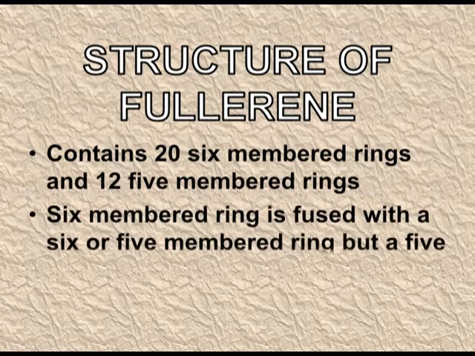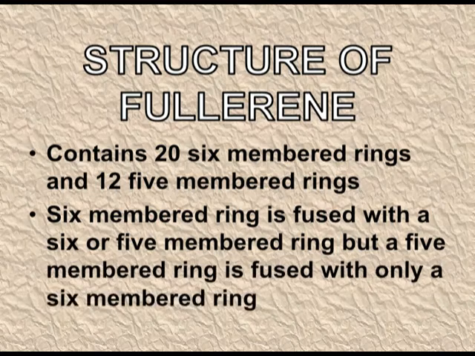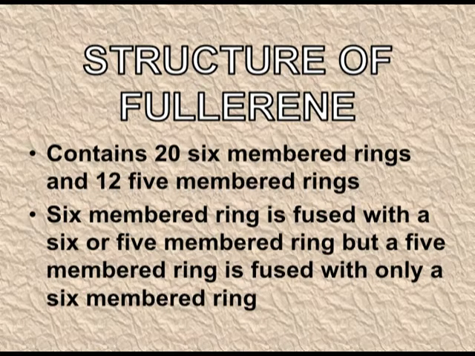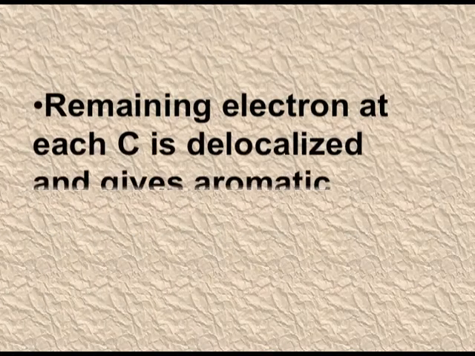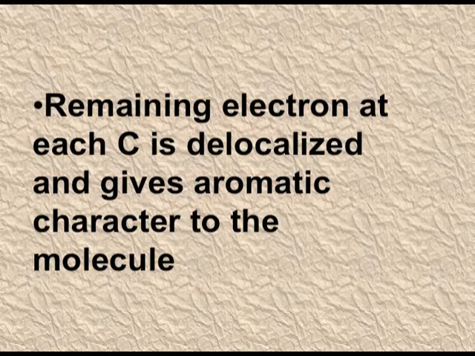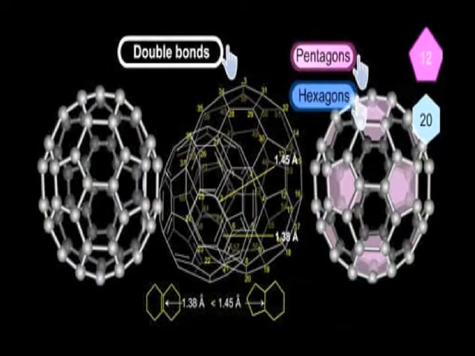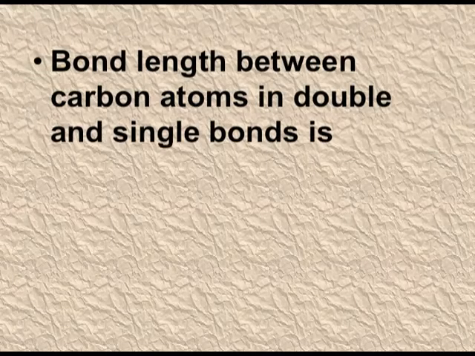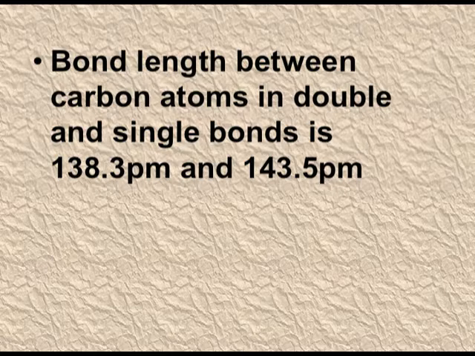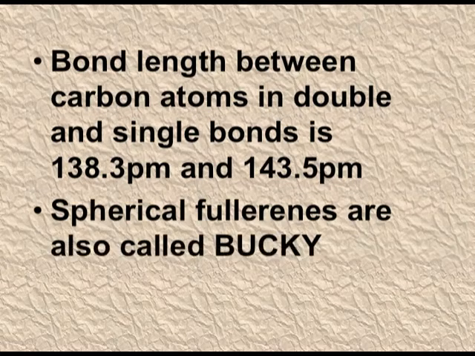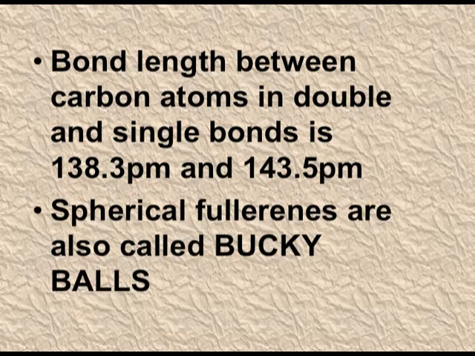A 6-membered ring is fused with a 6 or 5-membered ring, but a 5-membered ring is fused with only a 6-membered ring. The remaining electron at each carbon is delocalized and gives aromatic character to the molecule. This is the structure of Buckminster fullerene. The carbon-carbon double and single bond lengths are 138.3 picometers and 143.5 picometers. Spherical fullerenes are also called buckyballs.